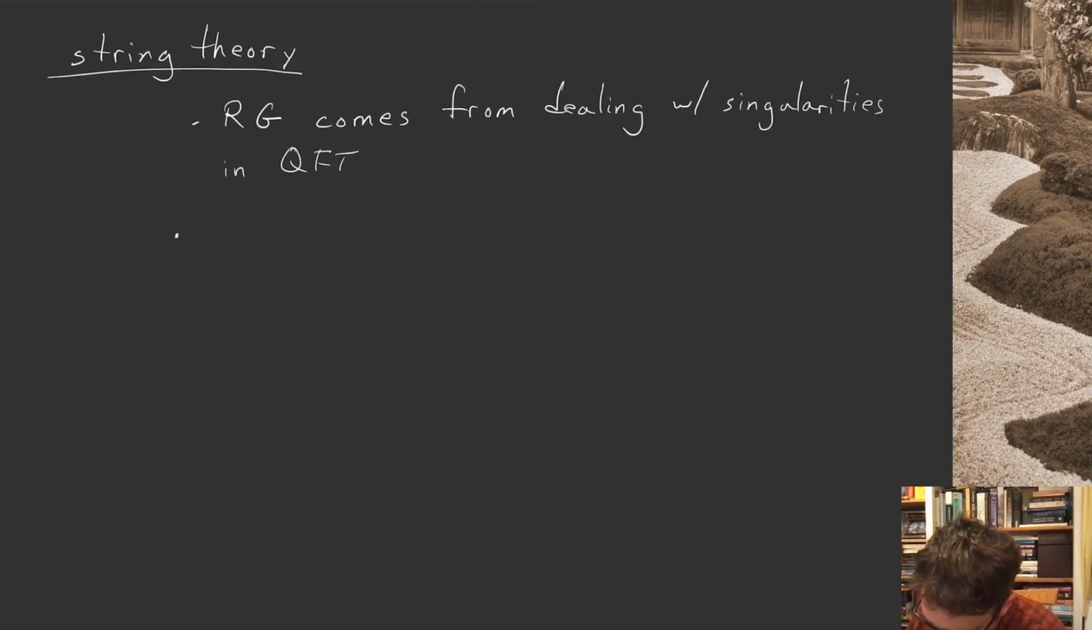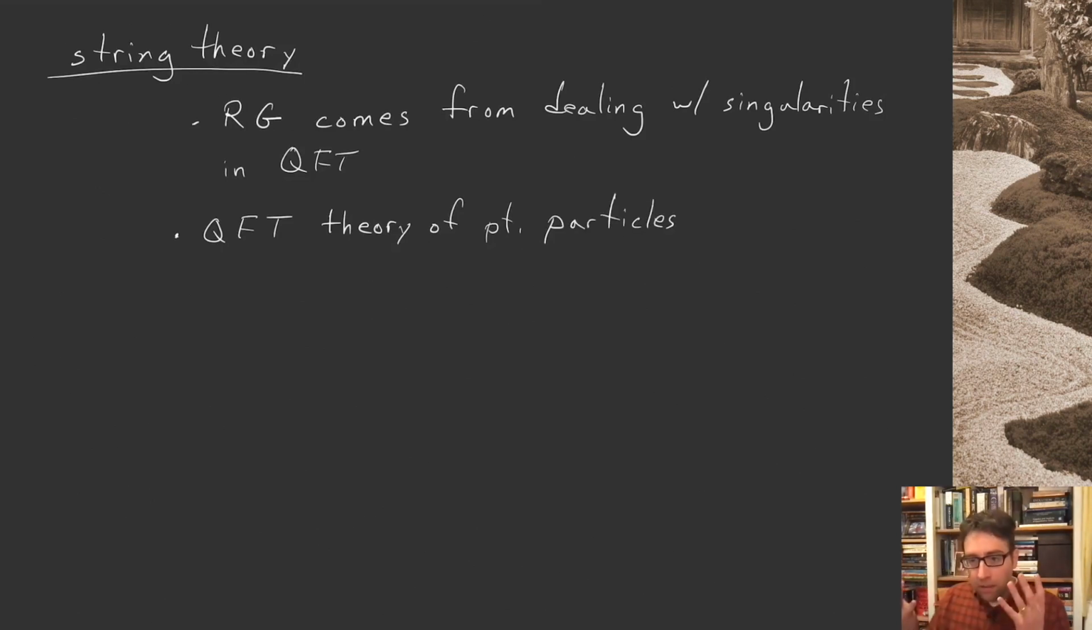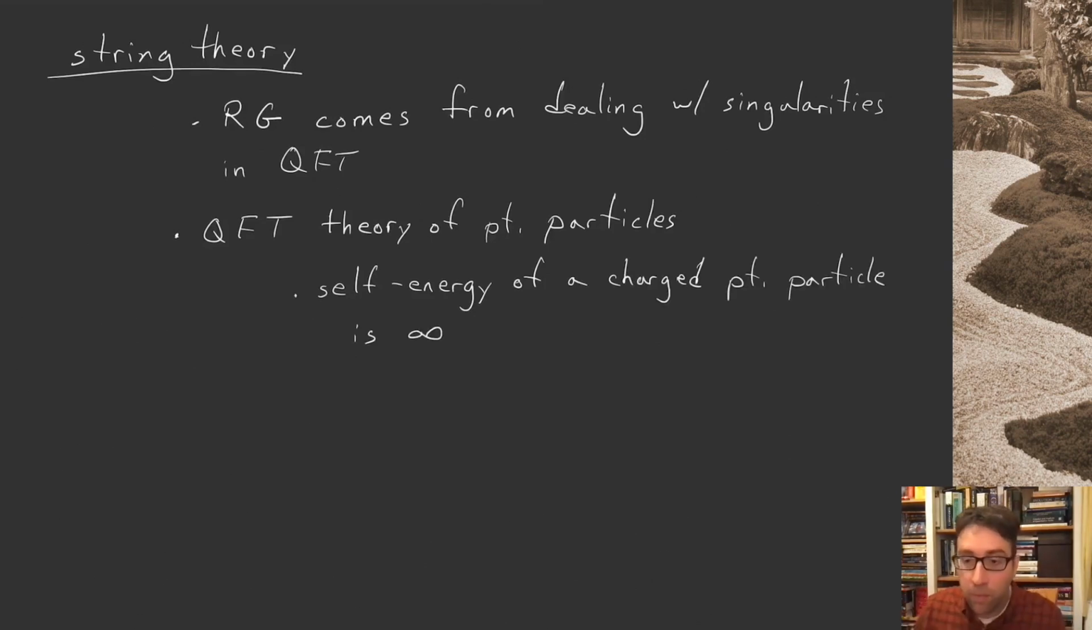So where do these infinities come from? Well, QFT is basically a theory of point particles. And the fact that they're points makes them singular. Even the self-energy of a charged point particle is infinite. And there are lots of infinities that come from looking at more complicated kinds of physics as well. The physics of scattering also has similar kinds of infinities associated with the fact that these particles can get very close to each other.